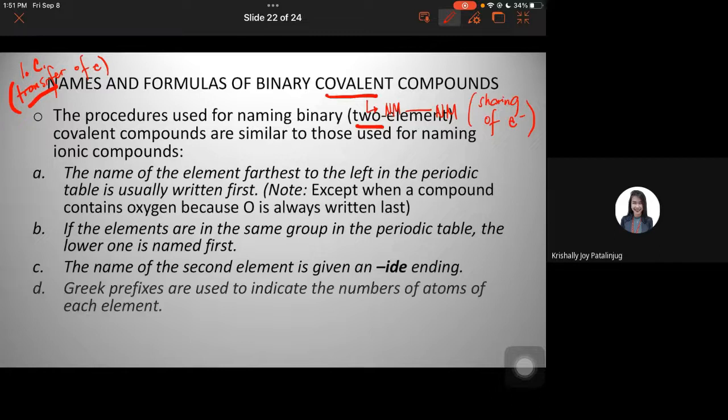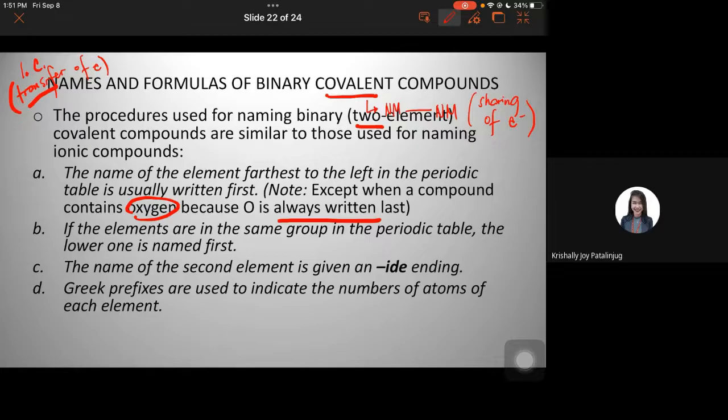We have to take note of these four considerations. Letter A says that the name of the element farthest to the left in the periodic table is usually written first, except for compounds containing oxygen. The oxygen atom is always written last. What does it mean?